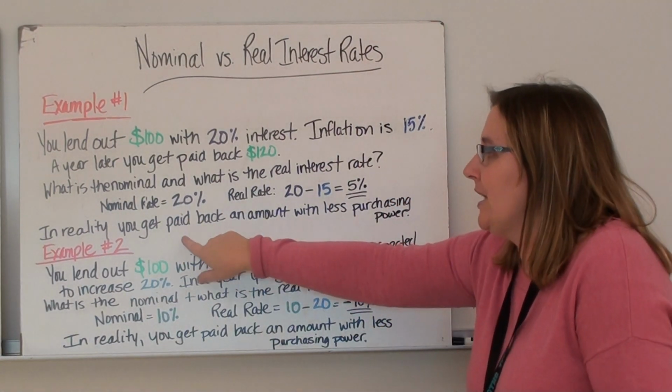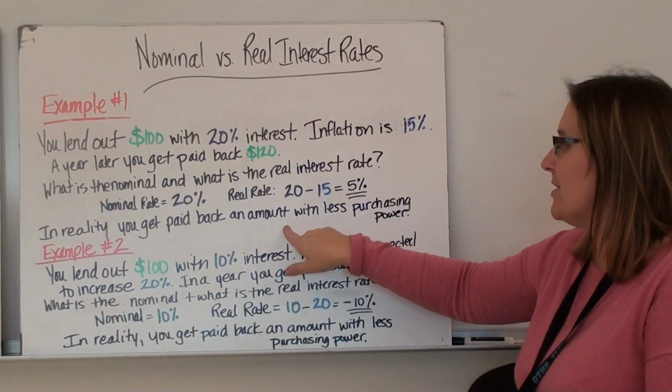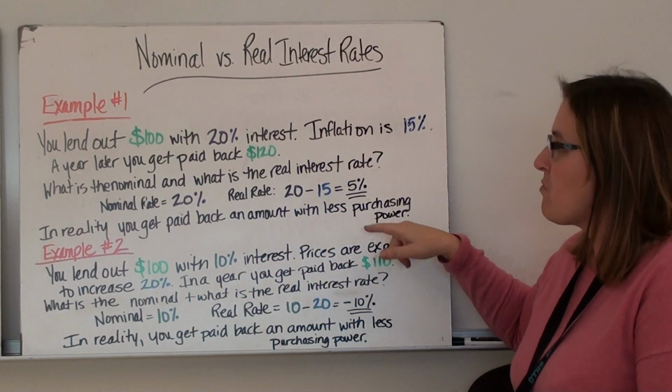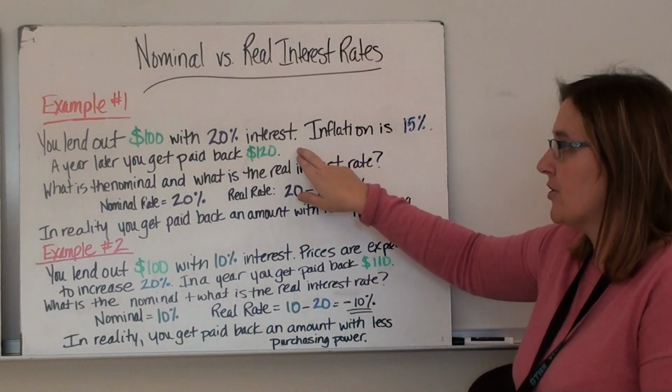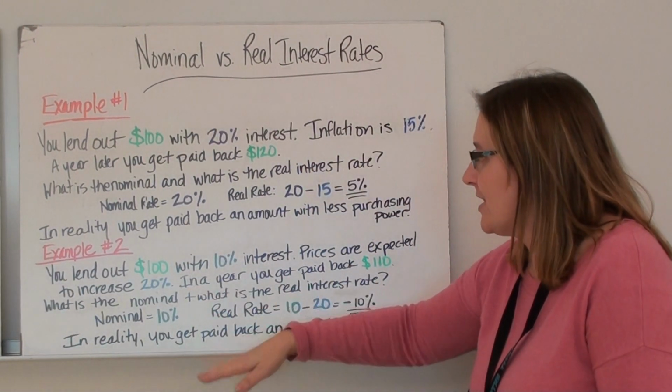In reality, if you lend out $100, you're getting paid back an amount with less purchasing power. Okay? You get back the 120, but really you're getting back like 105. The other example is down here.